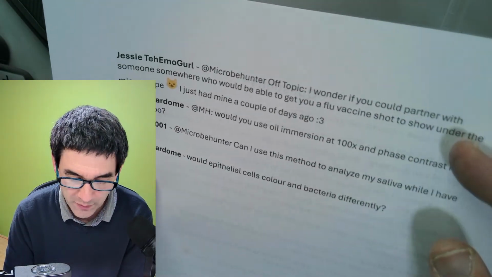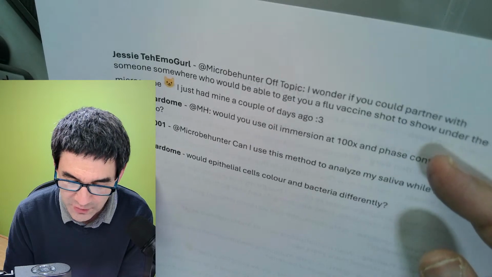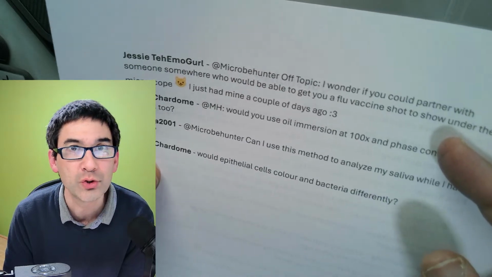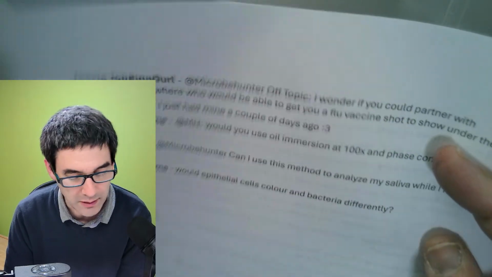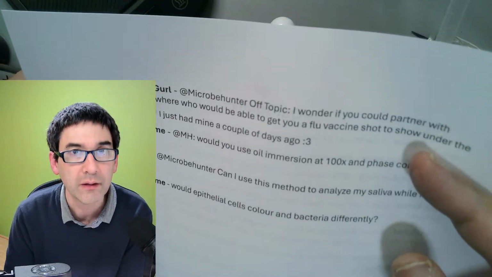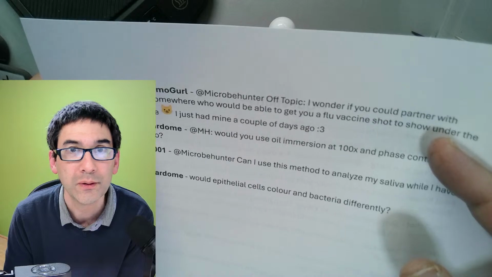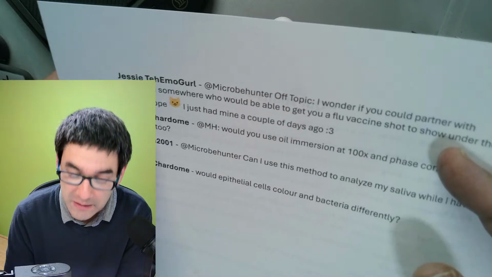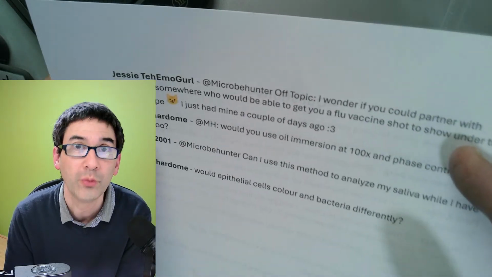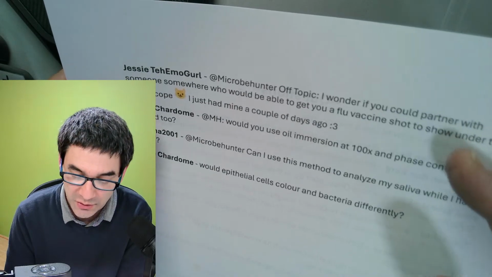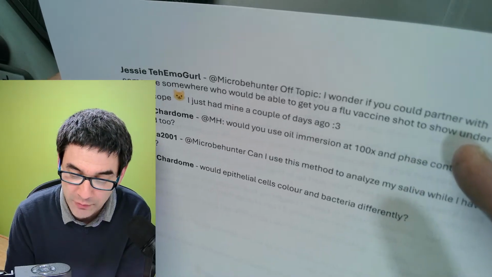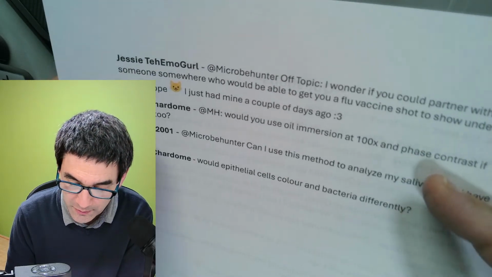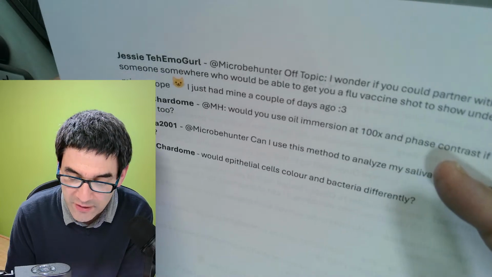I wonder if you could partner with someone who would be able to get a flu vaccine shot to show under the microscope. Honestly, a flu vaccine shot is not going to show you a lot, because the antigens that are used are too small to be seen with a microscope. Vaccines are individual antigens or maybe even whole viruses, but even then you're not able to see them because they're below the resolution limit of a light microscope. So that's unfortunately not possible. I know several people already wanted to see viruses, but I cannot do that with a light microscope. Oil immersion and phase contrast I would not mix.